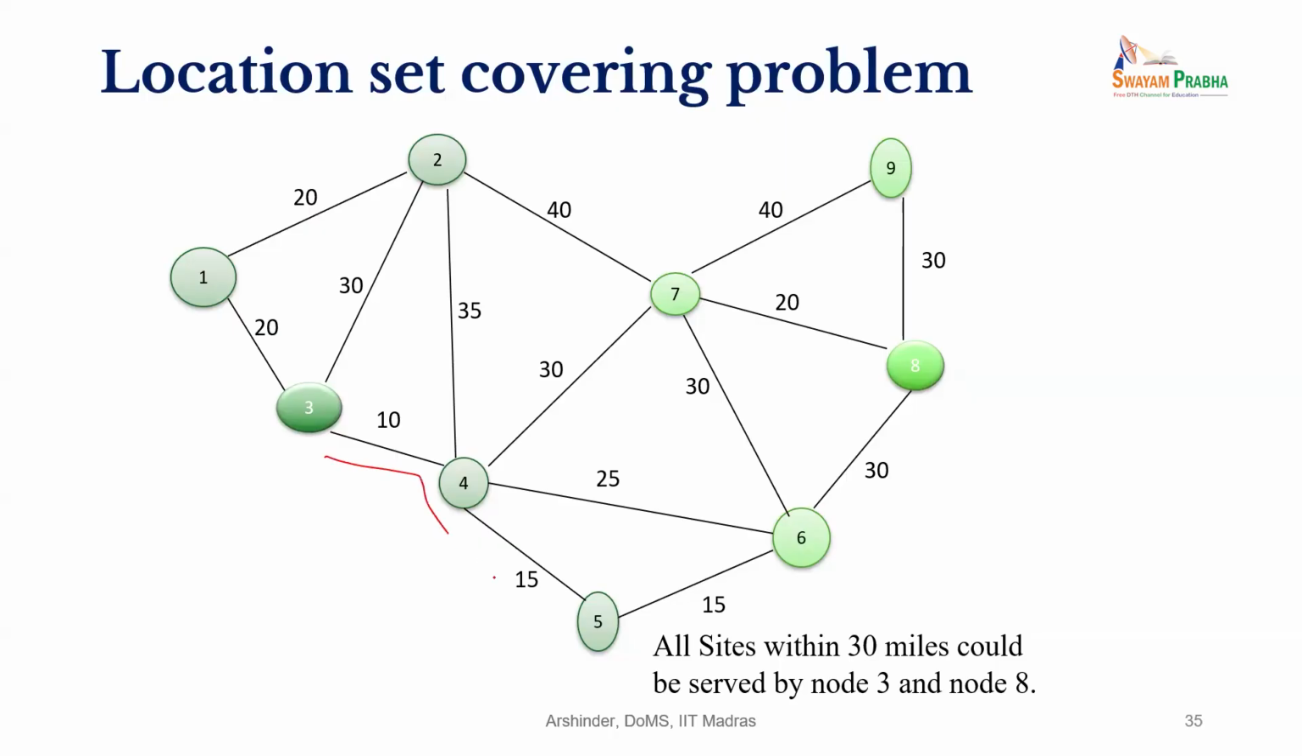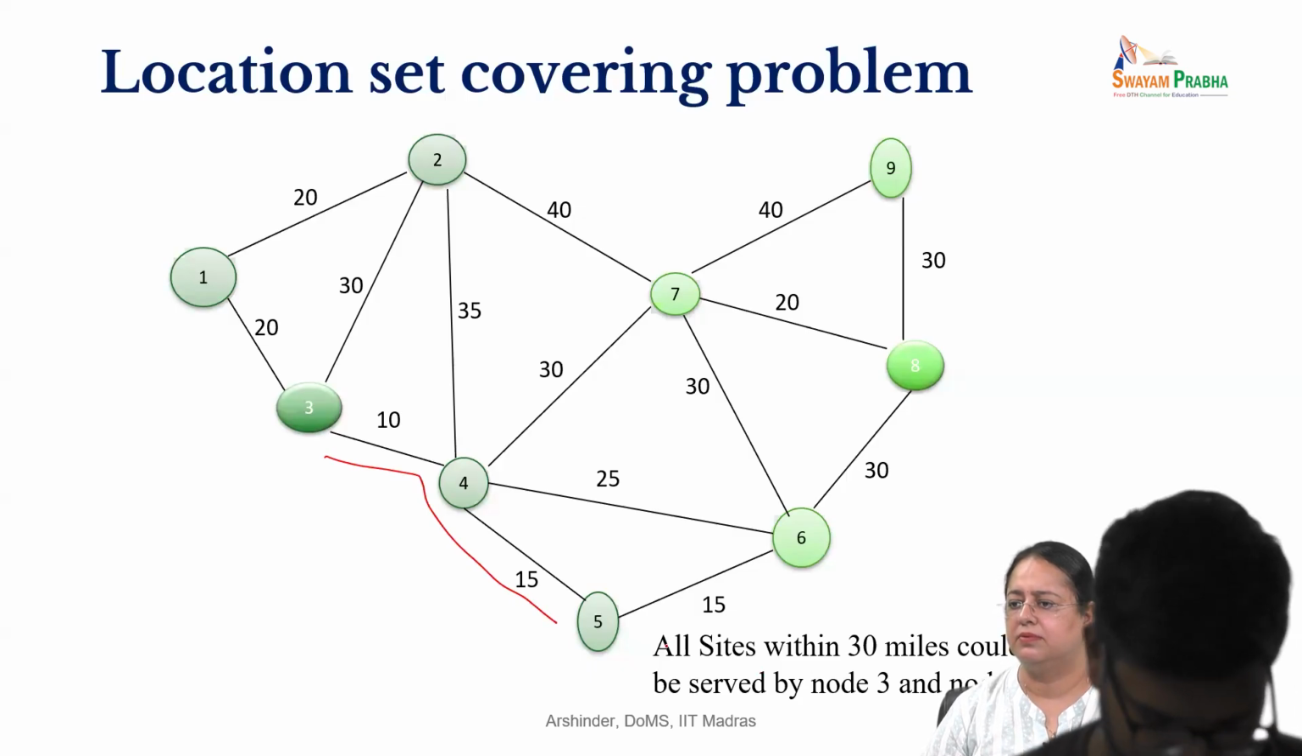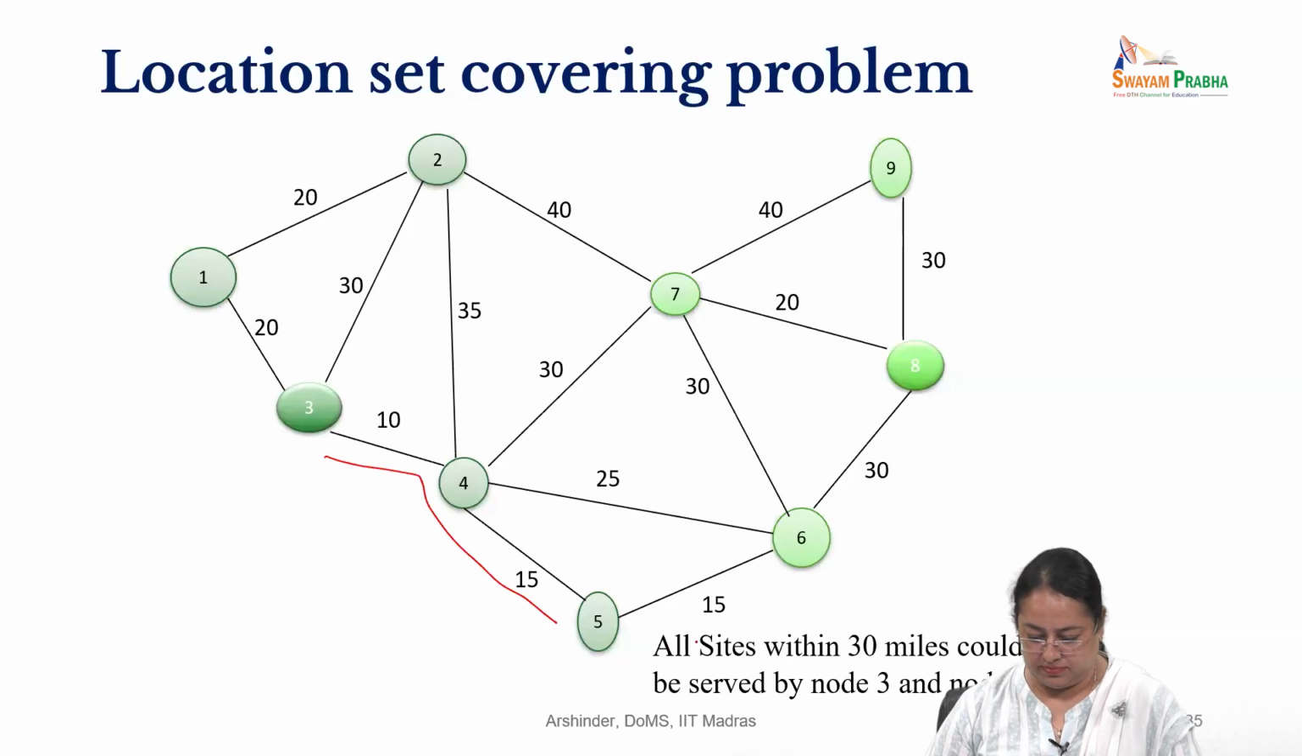Four to 5 is 15. 10 plus 15 is still within the maximal coverage, right? So community 5 population can still go to community 3. You will see there, this 10 plus 15 is still less than 30. No problem.